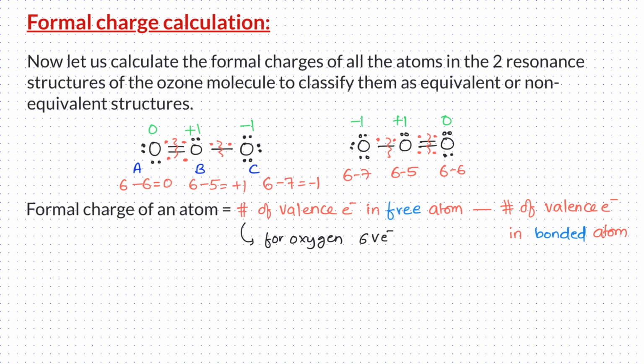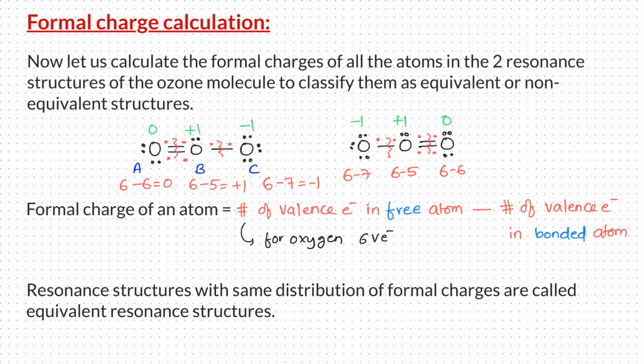Now, if you look at the distribution of the formal charges on both the resonance structures, there are 3 oxygens, and one of them has a formal charge of 0, the second has a formal charge of +1, and the third has a formal charge of -1. We can say this for both the resonance structures. These types of resonance structures, that is, resonance structures with the same distribution of formal charges, are called equivalent resonance structures. Let us do another example.